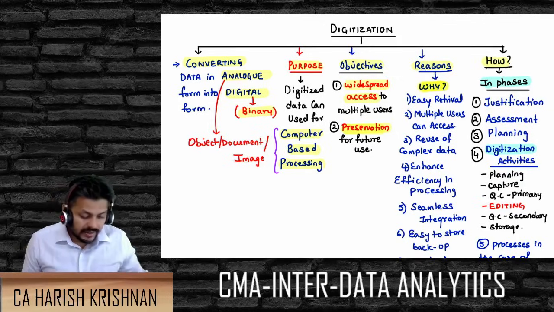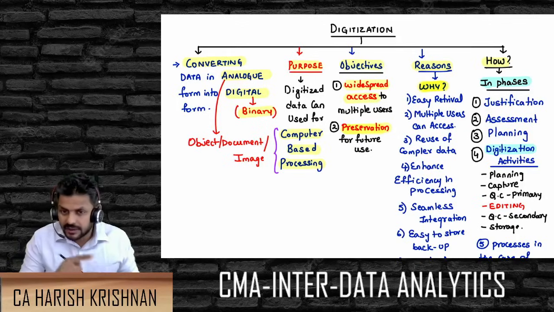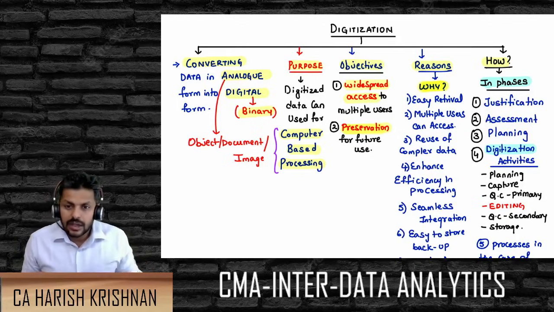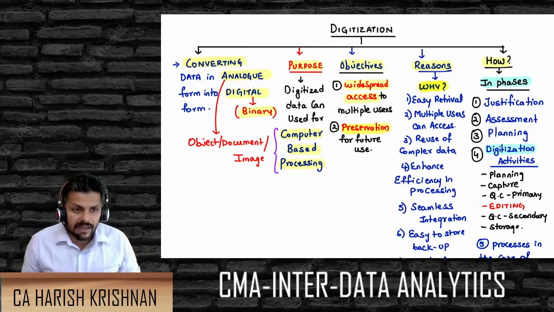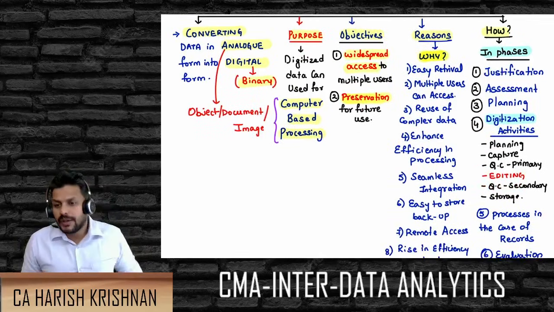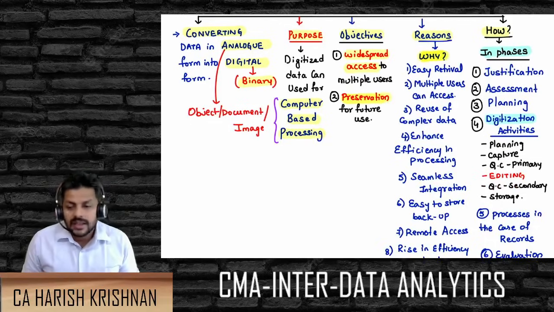So three things are there. Digitization is a process, converting this to this, the purpose, objectives. Now two questions that have made it to the exam in the past: one, why should we do digitization? What are the reasons? Each reason is self explanatory there.